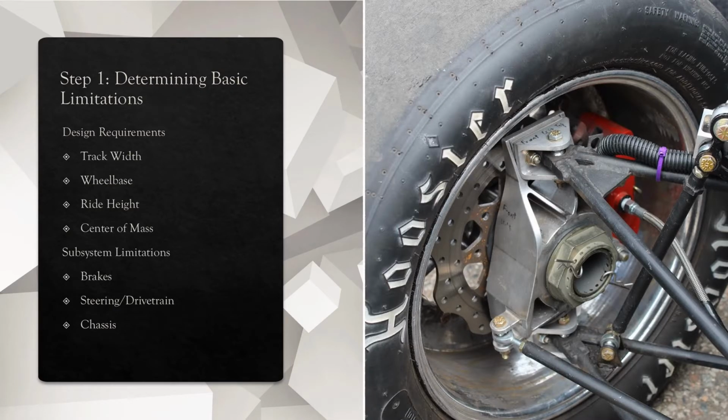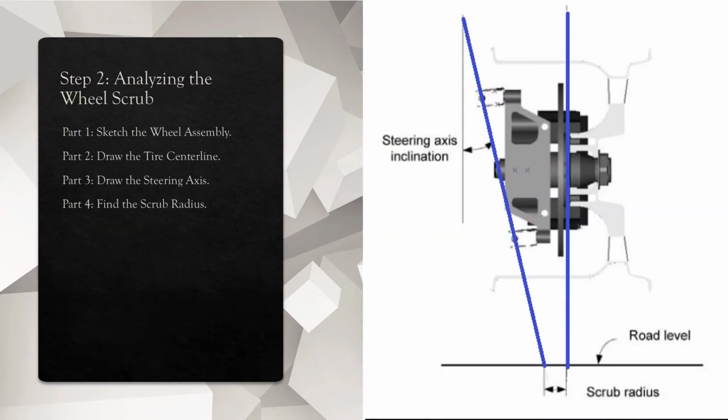So the first step is figuring out what your design limitations are. There are 2 categories of limitations. There are limitations from design requirements, such as the desired wheelbase, ride height, center of mass, and track width. And then there are also limitations from other subsystems of the vehicle. So for example, the suspension has to accommodate calipers and rotors for braking. It needs to have space for steering in the front and the drivetrain in the back. And all these limitations give the designer a good starting point to narrow down the range of possible designs.